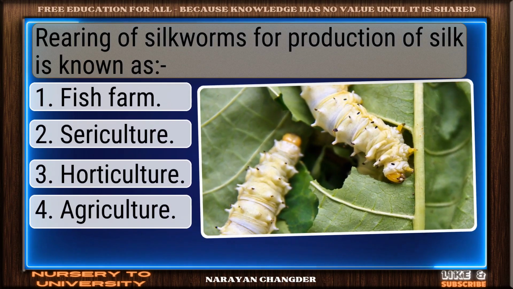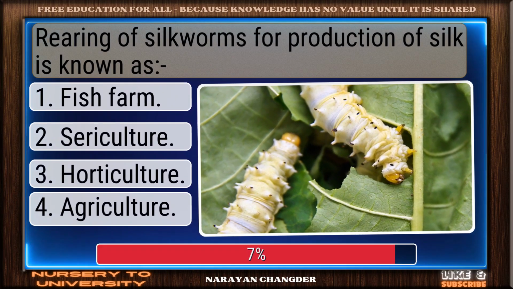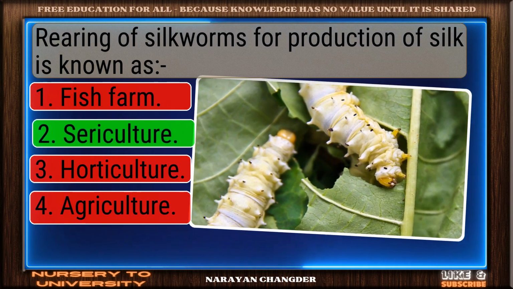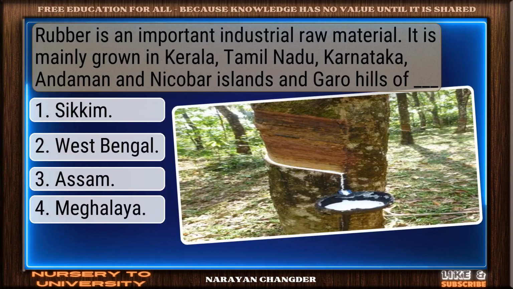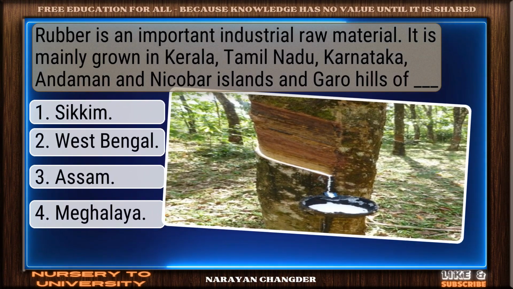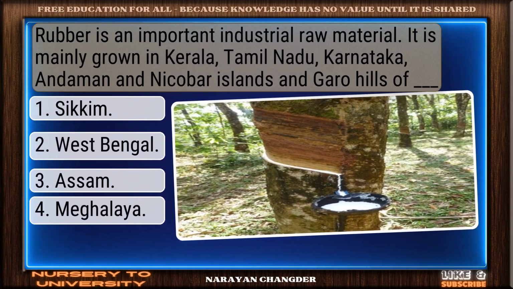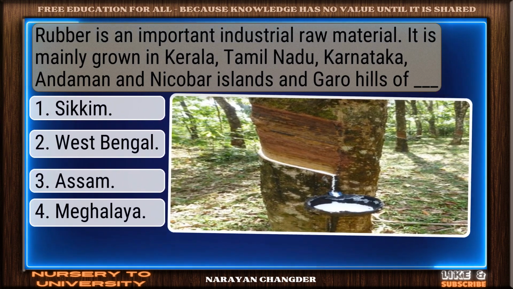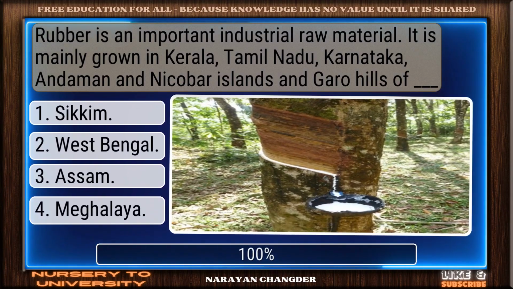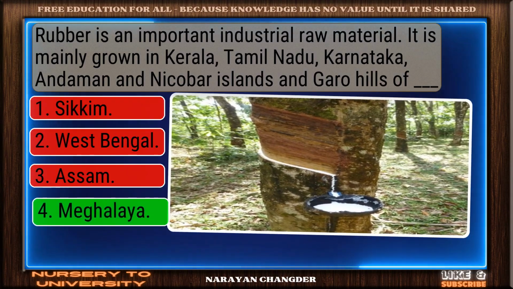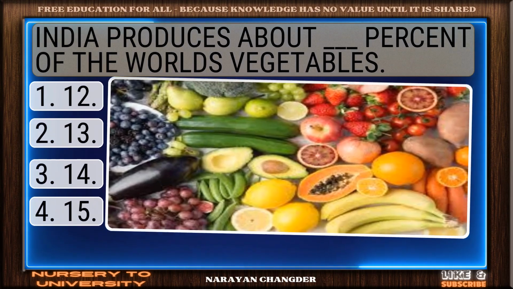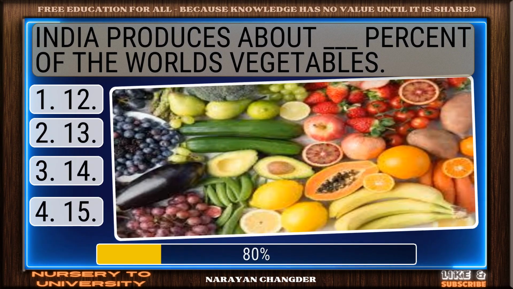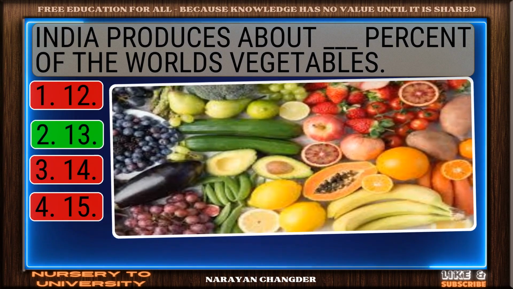Rearing of silkworms for production of silk is known as. You're right. Sericulture is correct. Rubber is an important industrial raw material. It is mainly grown in Kerala, Tamil Nadu, Karnataka, Andaman and Nicobar Islands, and Garo Hills of dash. Perfect. Meghalaya is the one. India produces about dash percent of the world's vegetables. Good thinking. 13 is right.